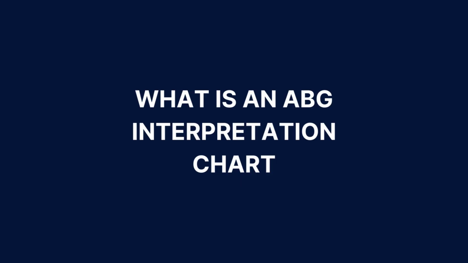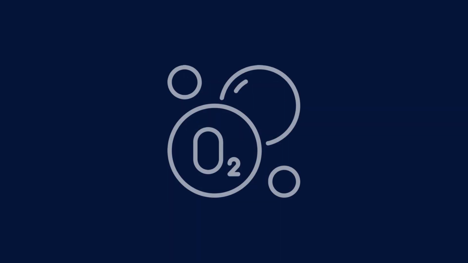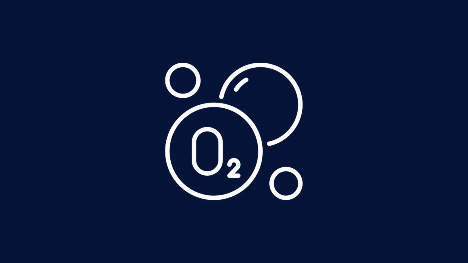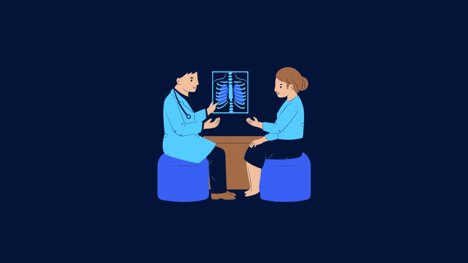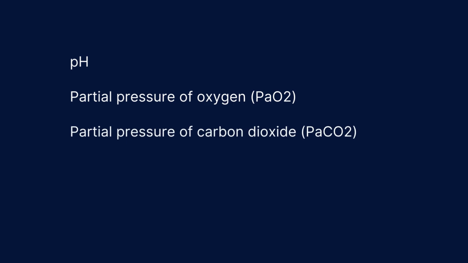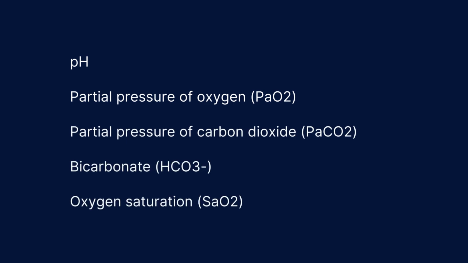What is an ABG Interpretation Chart? An ABG, or Arterial Blood Gas Interpretation Chart, is used to assess and interpret arterial blood gas values. Its analysis provides essential information about a patient's acid-base balance, oxygenation and ventilation status, which helps diagnose and manage various respiratory and metabolic disorders. The ABG Interpretation Chart typically includes reference ranges for parameters such as pH, partial pressure of oxygen, partial pressure of carbon dioxide, bicarbonate, and oxygen saturation.